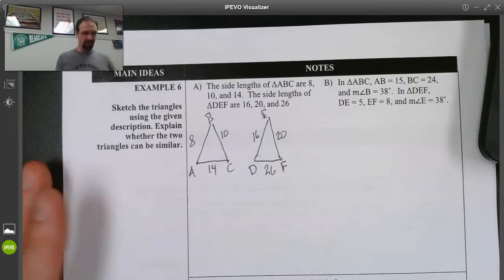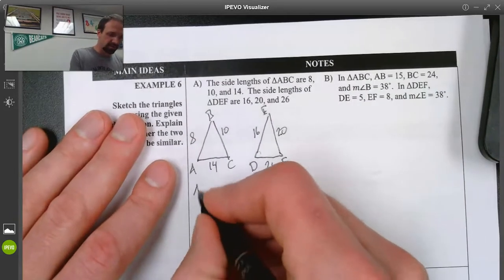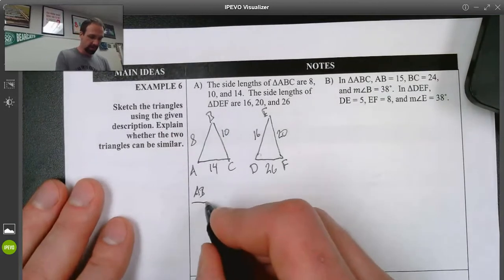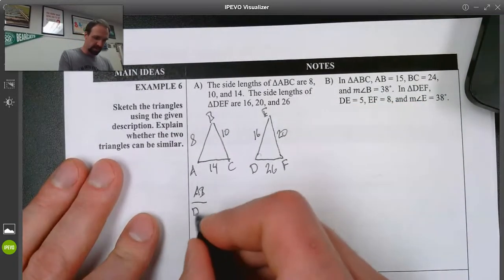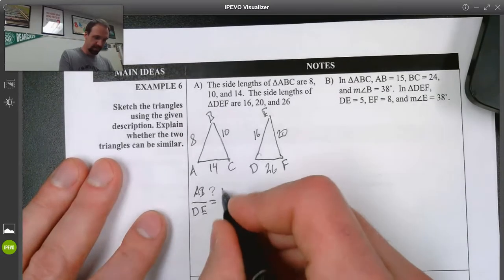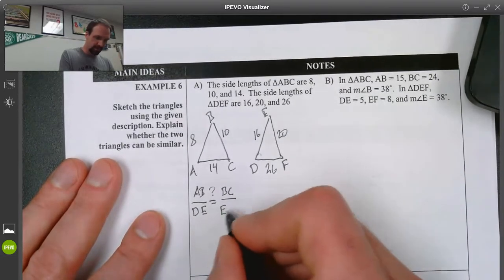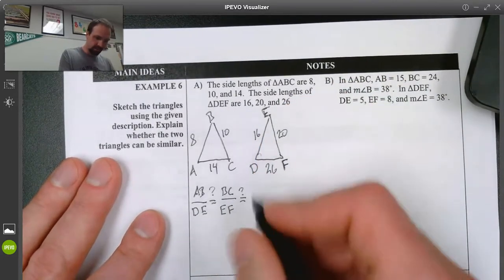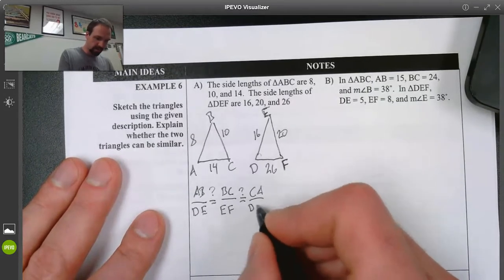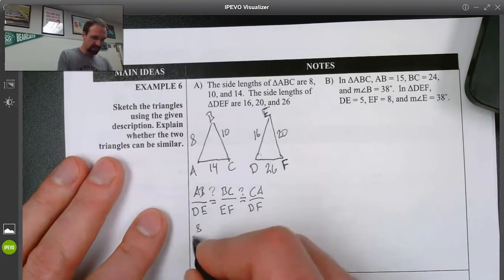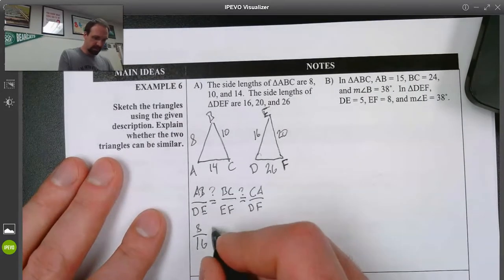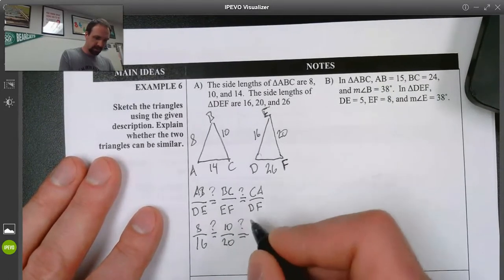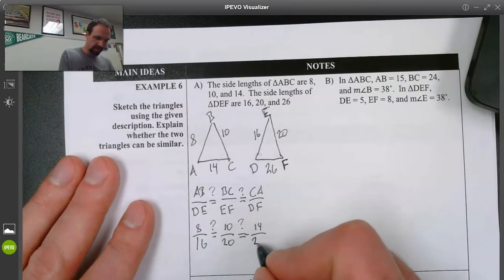Okay, so now to check to see if they are similar, I'm going to do a proportion of AB over DE is equal to BC over EF is equal to CA over DF. So AB is 8 over DE 16, seeing if that's equal to BC, which is 10 over 20, seeing if that's equal to 14 over 26.